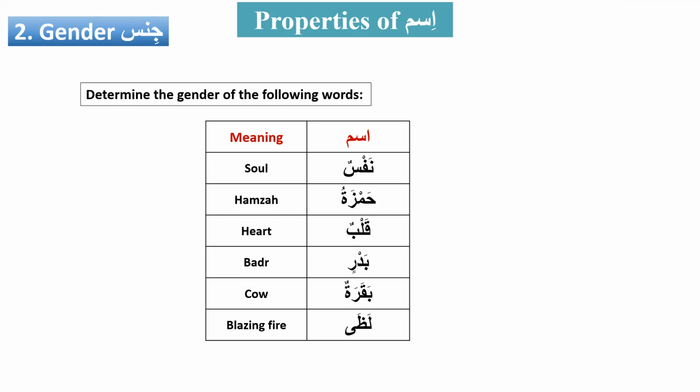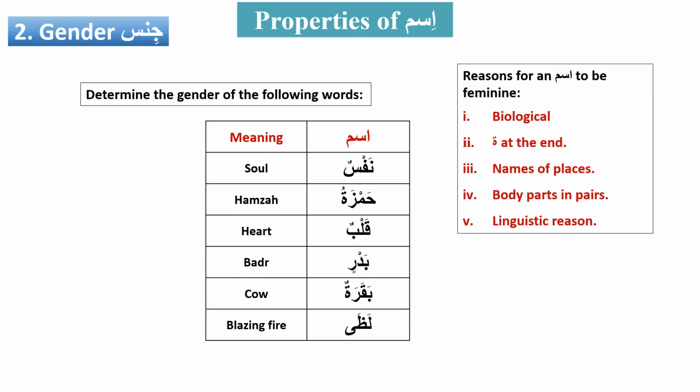So I have this slide. This is a new slide, and inshallah we will practice on this, and then I will start the third property of ism, inshallah, depending on how much time is left. This is a list of ism, and the task is to determine the gender of each of these words. I'm going to call a name and then give the first word. The first person I'm going to call is Zainab. Is Zainab there?